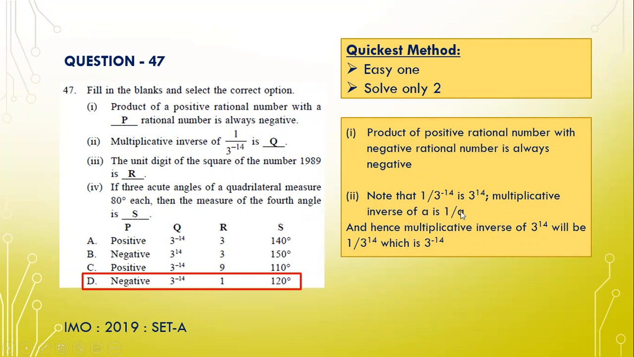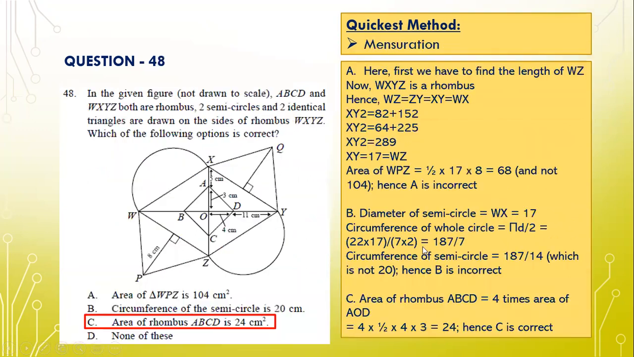Multiplicative inverse of 4 is 1 upon 4. And hence the multiplicative inverse of 3 upon 14 will be 1 upon 3 raised to 14. And what is 1 upon 3 raised to 14? It is 3 raised to minus 14. So this is 3 raised to minus 14.